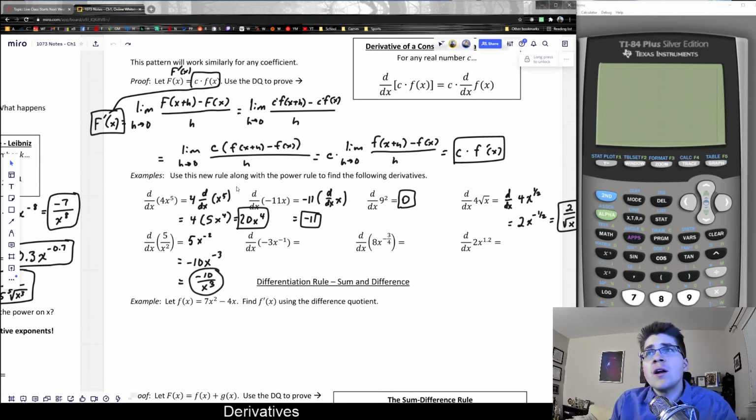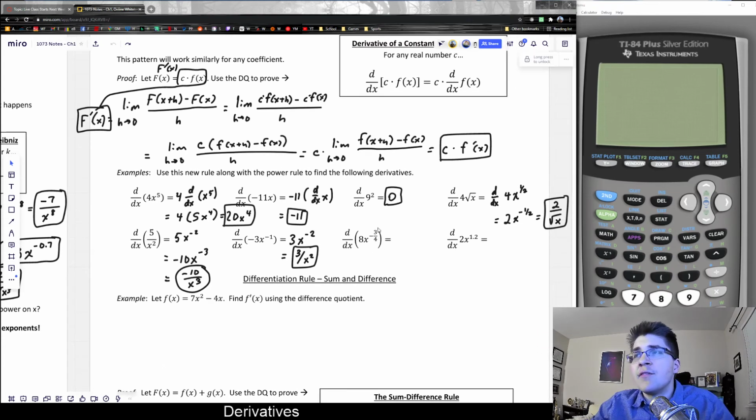Looking at one more, I could drop this power down. Negative 1 times negative 3 would be positive 3. Subtracting 1 from negative 1 would be negative 2. So I would be left with 3 over x squared. This one involving a negative fraction. Again, the negative fraction will drop down. 3/4 times 8 would be negative 6. Subtracting 1 from 3/4 would be negative 7/4. So I'd be left with negative 6 divided by the 4th root of x to the 7th power.